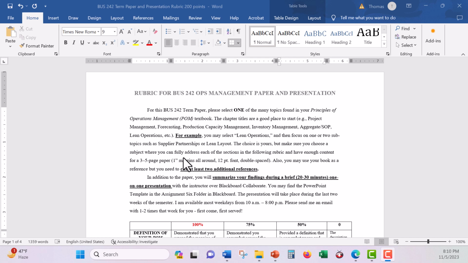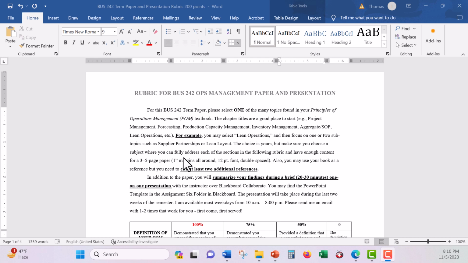For this Business 242 term paper, please select one of the many topics found in your Principles of Operations Management textbook. The chapter titles are a good place to start: project management, forecasting, production capacity management, and so on. You may choose, for example, lean operations, and then focus on one or two subtopics such as supplier partnerships or lean layout.